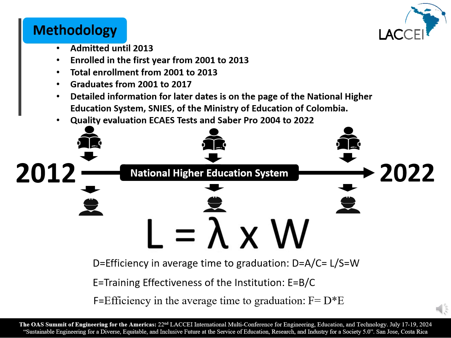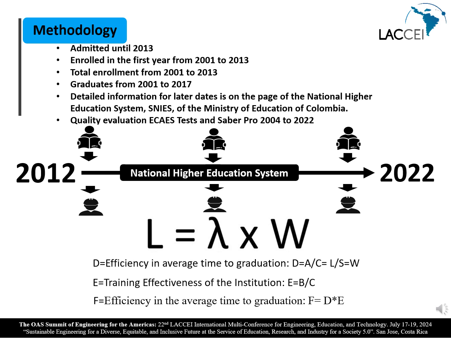Detailed information for later analysis comes from the national higher education information system, SNIES, in the case of Colombia, or the Ministry of Education of Colombia. Quality evaluation, the Saber Pro test and the Cyberprof, from the years 2004 to 2022. This is the system. The data to analyze the national higher education from 2012 to the year 2022 with Little's law. It is necessary to know the different data in this case.